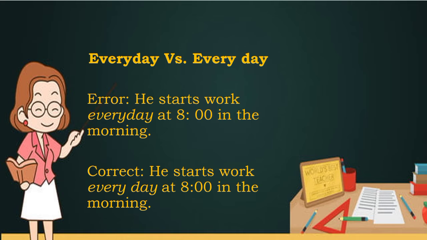This sentence seems correct, but it is incorrect. Why? It's because of the word everyday. This sentence is supposed to use every day, because it states that someone works each day at 8 in the morning. So the correct construction of the sentence is: He starts work every day at 8 in the morning. It uses the two words, every and day.